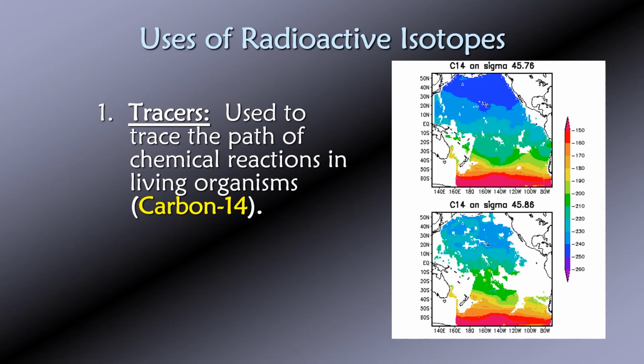So basically, the first use of radioisotopes is that they can be used as tracers to track the different chemical reactions in living organisms. One of the most common radioisotopes that we use as a tracer is carbon-14. Carbon-14 is used to trace the different chemicals in humans and other living organisms. What you see in this picture is a quick scan of carbon-14 tracing.